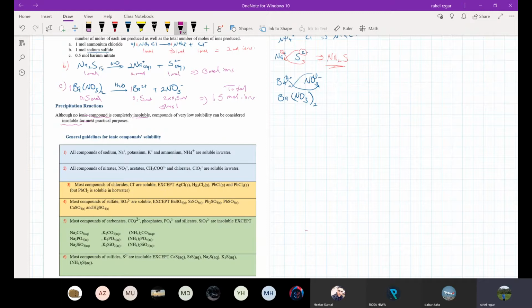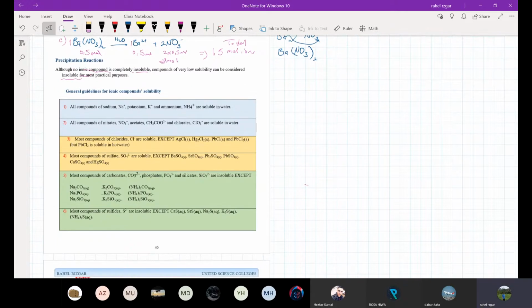In order to understand this, we have these six rules, which will let you know if the compound is soluble or not. We have the 6 rules. I can say that they have been separated into 3 categories. Let's look at rule number 1. These are the guidelines in order to know if a compound is soluble or not. Will it dissolve in water or not? This is a general guide for ionic compound solubility in water.